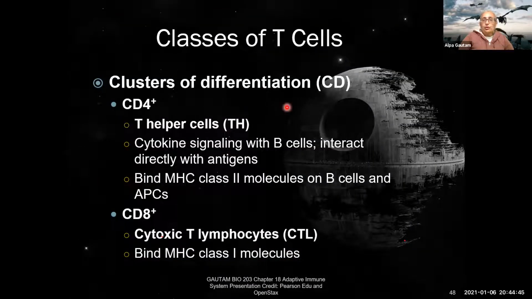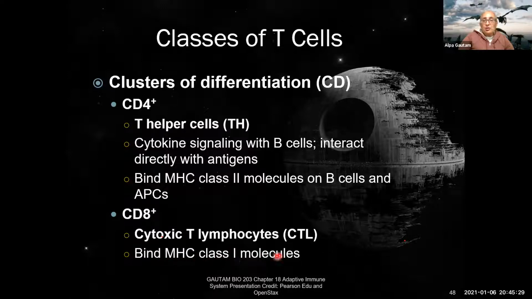So there are two classes of T cells, which I've been talking about all along, a TH cell and a TC cell. TH is T helper, TC is cytotoxic T cells. The TH cells are sometimes also called CD4 positive cells because they have an abundance of the protein CD4. The cytotoxic T cells are called CD8 positive cells because they have an abundance of CD8 proteins. The TH cells bind to MHC class 2 molecules that are present on B cells and APC cells. The cytotoxic T cells bind to MHC class 1 molecules.